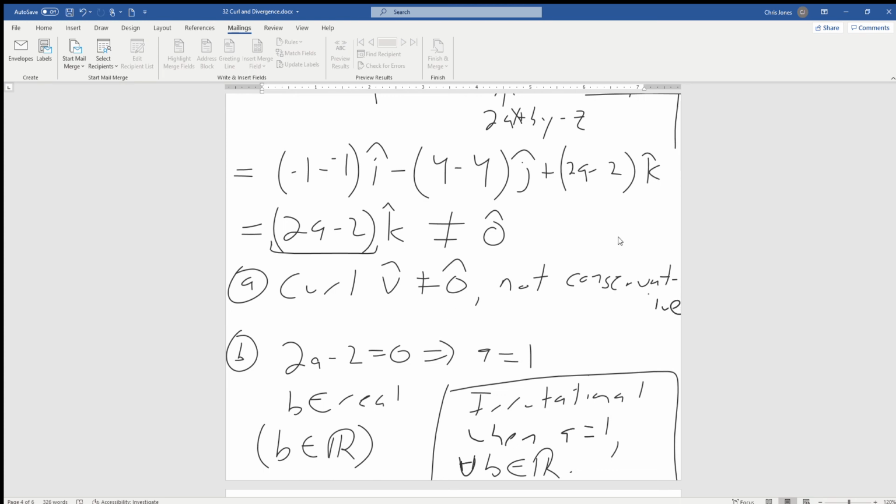So hopefully this helps you grasp the idea of what curl is, how to compute curl, and some of the applications of curl with respect to irrotational as well as conservative fields. In the next video series, we're going to take a look at the idea of divergence, which is another property of our vector fields.